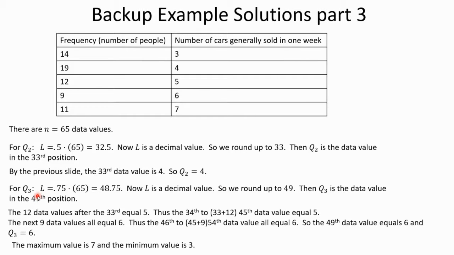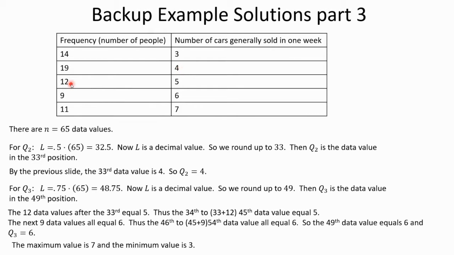For Q3, right? What about Q3? Well, again, now we do 0.75 times our n. So 0.75 times 65 is this. And again, it's a decimal value, so we round up, we go to 49. So we have to figure out what data value is in the 49th position. Okay, so we took care of everything up to the 33rd, right? And that was 4. So the last 4 is in the 33rd position.